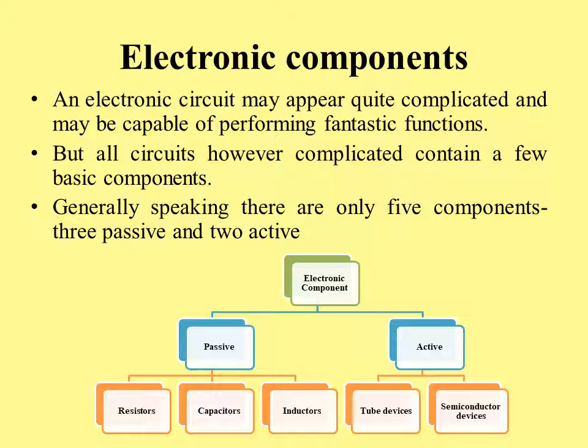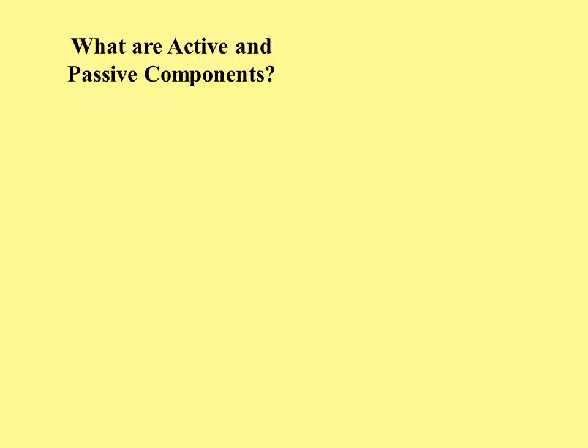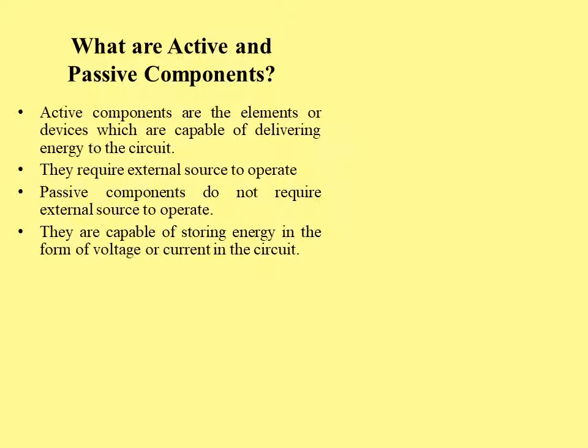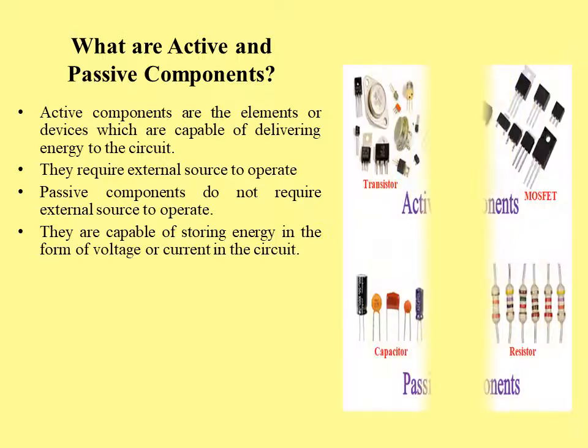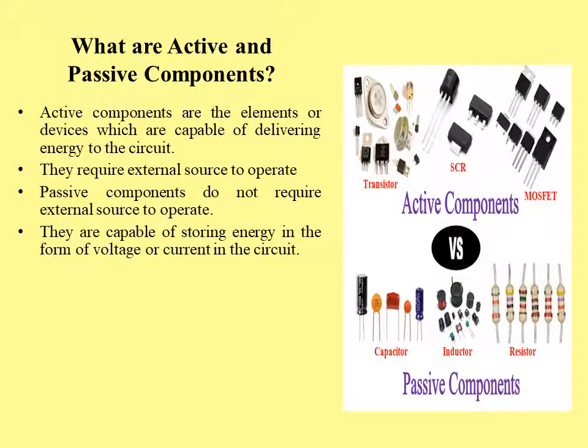Now the question arises, what is the difference between active and passive components? Active components are the elements or devices which are capable of delivering energy to the circuit. They require an external source to operate. But passive components do not require an external source to operate. They are capable of storing energy in the form of voltage or current in the circuit, but they are incapable of delivering energy to the circuit.